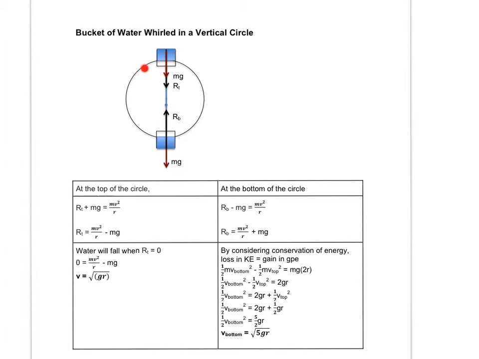So let's talk about again the resolution of forces at the top of the circle and also the bottom. So why do we usually resolve at the top and the bottom of the circles? Because these two positions represent the extreme positions, and all other positions in between will just have values in between these two extremes. So let's look at the top here.